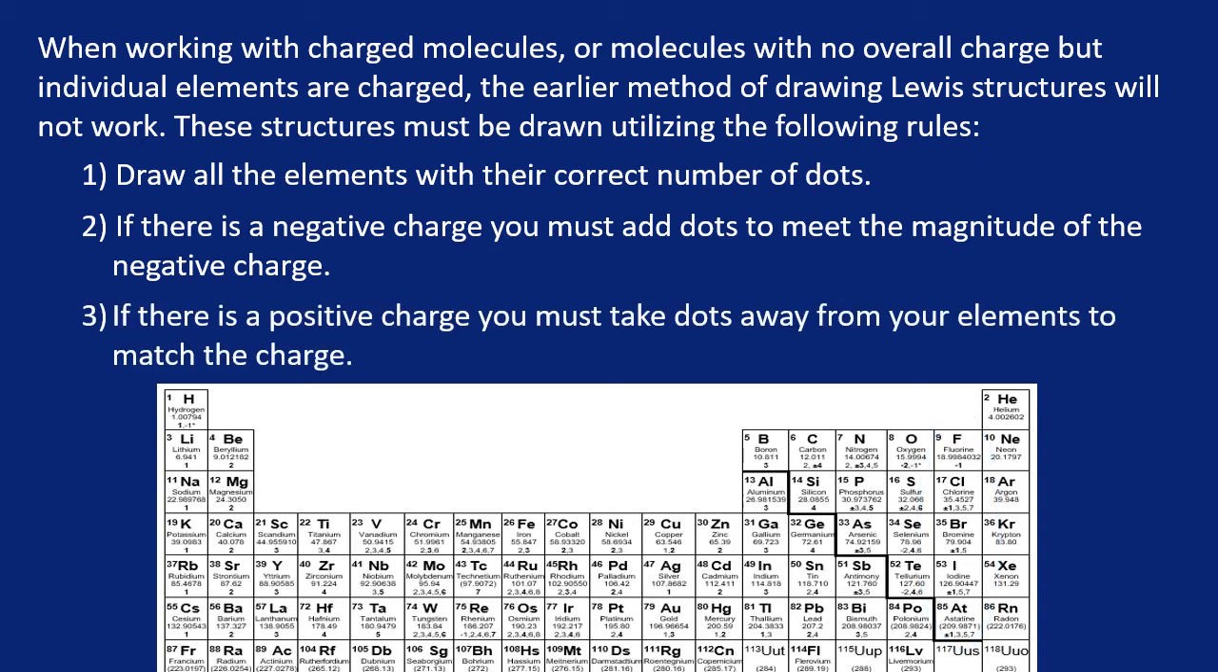If there is a positive charge, you must take dots away from elements to match the charge. And again, typically the elements on the left side of the periodic table want to lose electrons, so they typically will take the positive charges if possible, but it's not always the case.